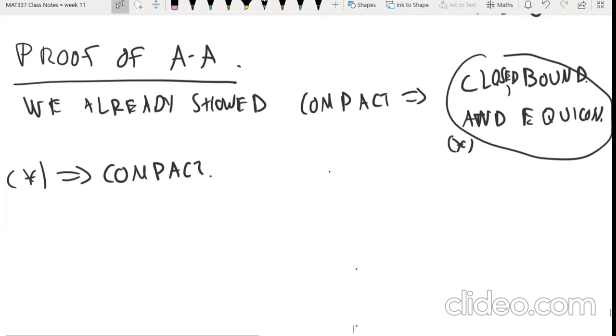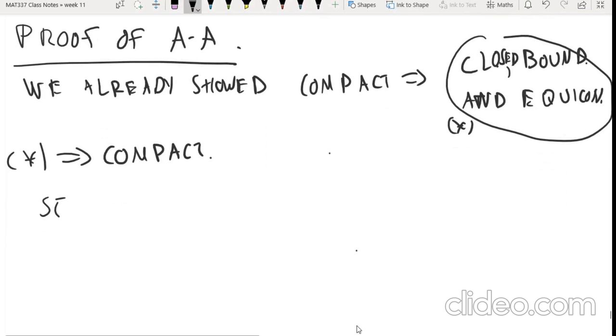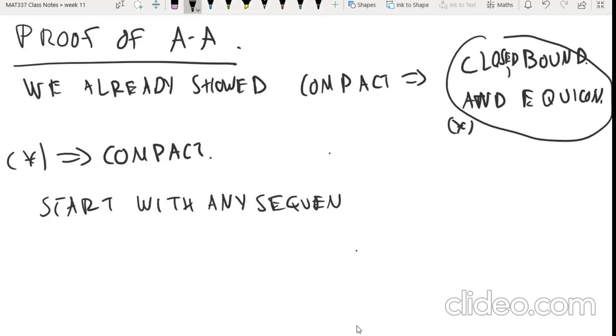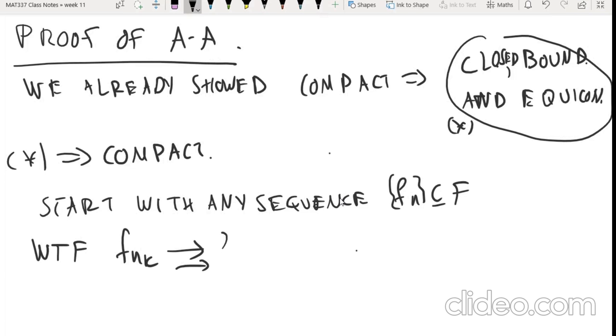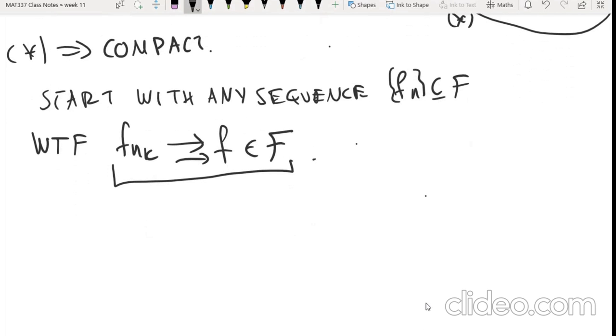Okay, so how do we do this? Start with any sequence f_n in F. We want to find f_{n_k} so that they go to some f inside the family. Okay, so that's what we're going to do. We'll use what is called diagonalization arguments.